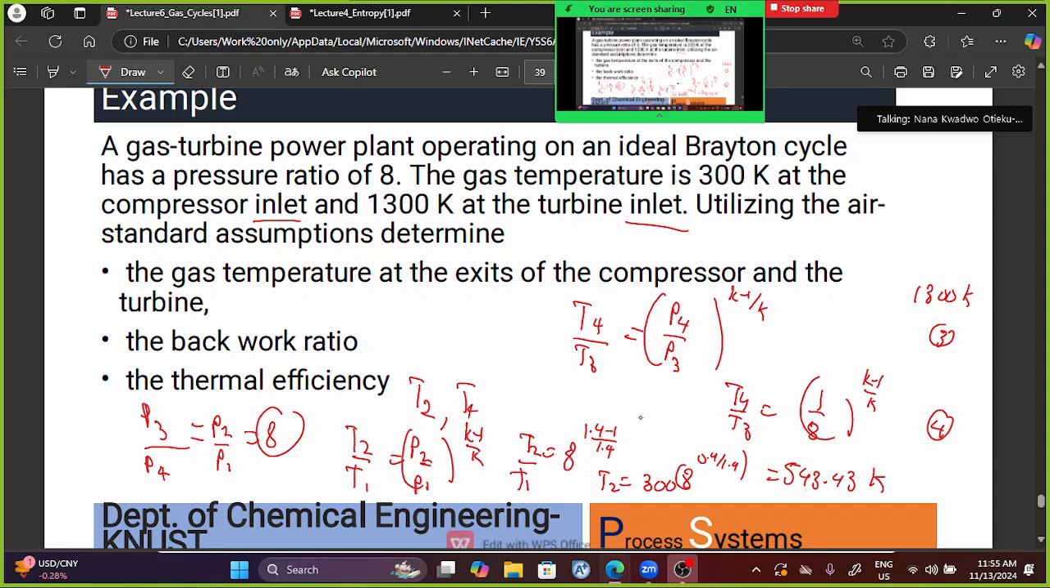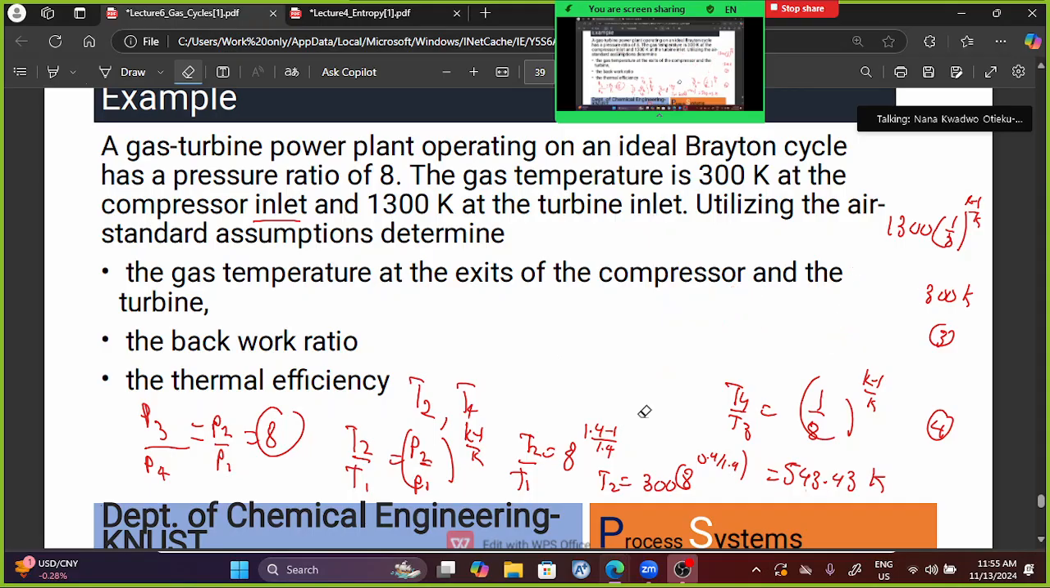We know T3 to be 1300. So let me write it up here. So I can have 1300 times 1 over 8 to the power K minus 1 over K. And when I compute this, I should be getting T4. The screen is really messy. I should be getting T4 to be about 717.66 Kelvin. So that will be the outlet temperature.